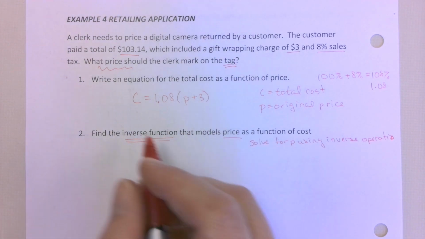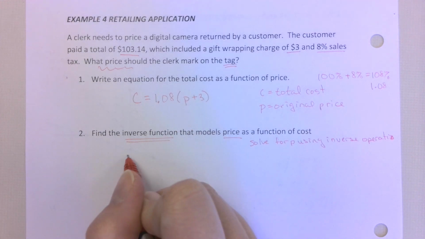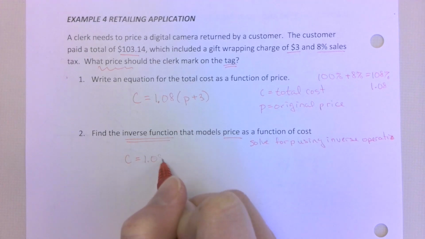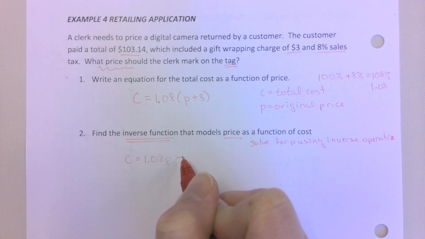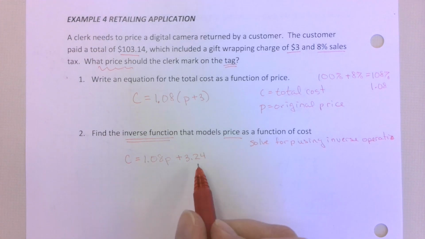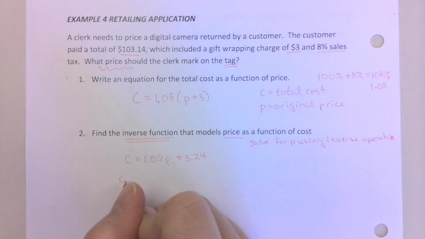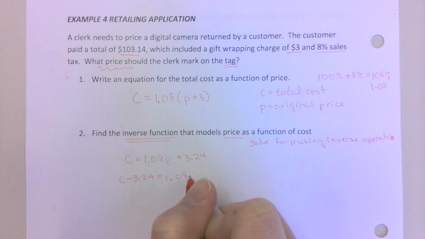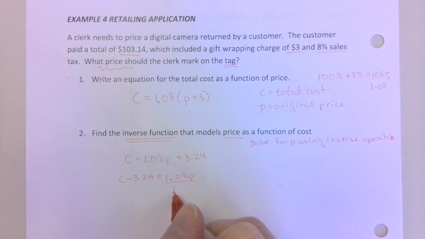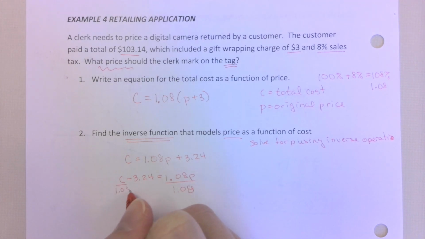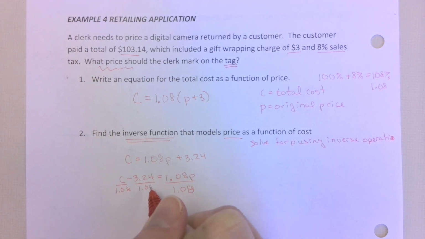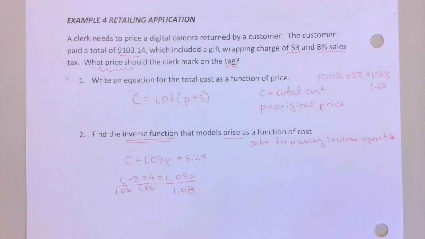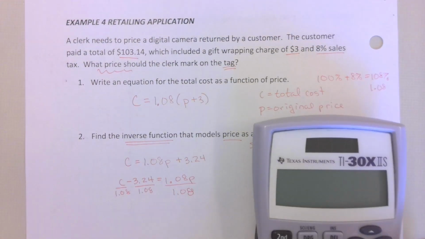So I'm going to go ahead and start by distributing that 1.08. You might not distribute. Maybe you keep it and you work backwards on that. If I do that, the next thing I'm going to do is subtract the 3.24. And to get P by itself, I'm going to divide both sides by 1.08. It's not proper to leave a decimal within a fraction. So I need to remember to divide this out.